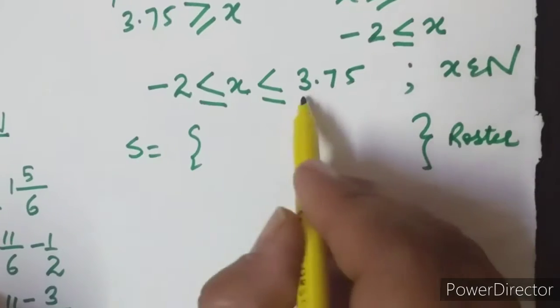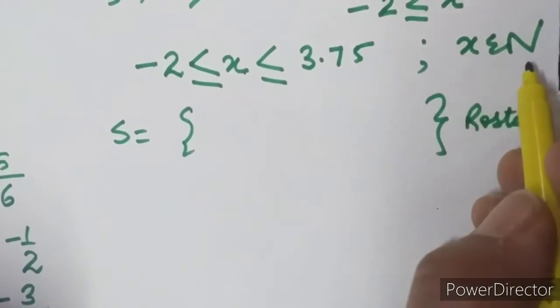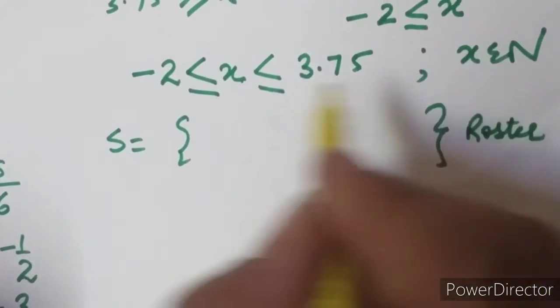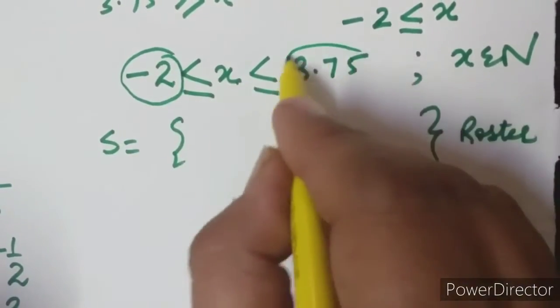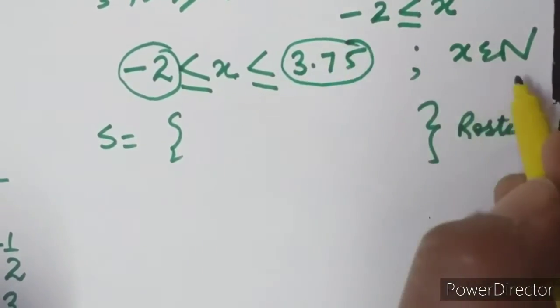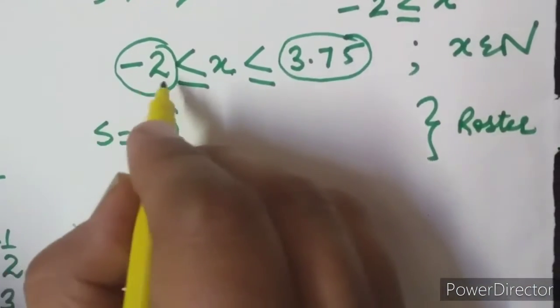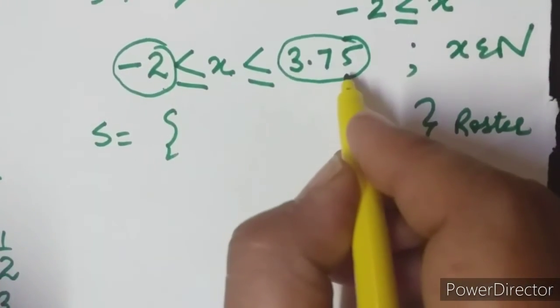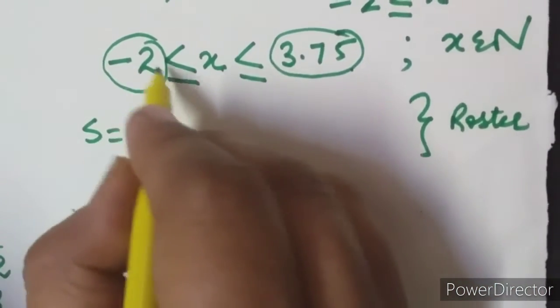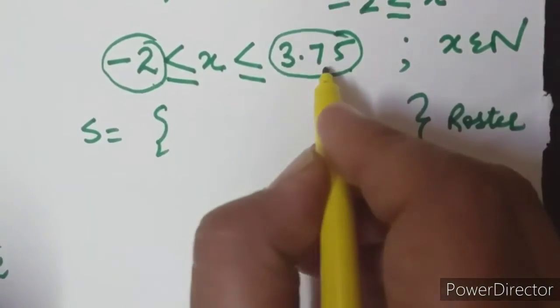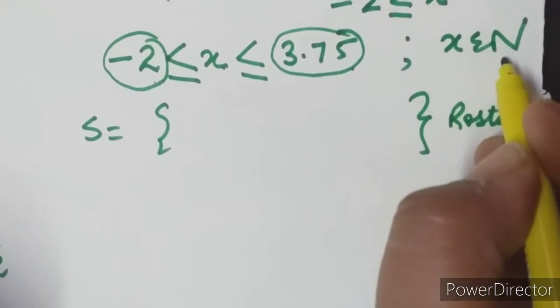From -2 to 3.75, all natural numbers we have to write. Here we need to ask ourselves, are both these limits natural numbers or not? And you will agree if I say neither -2 nor 3.75 are natural numbers. So in between, more than -2 and less than 3.75, all the natural numbers we have to write.